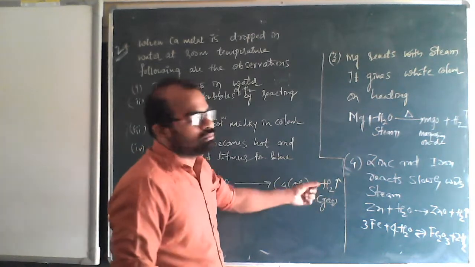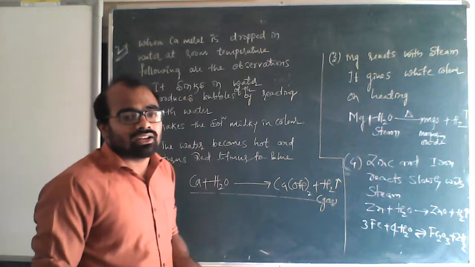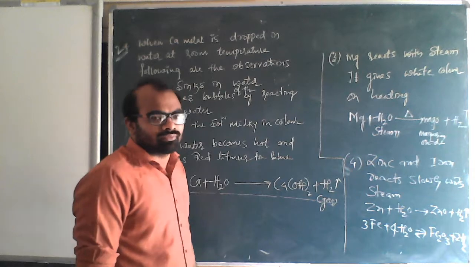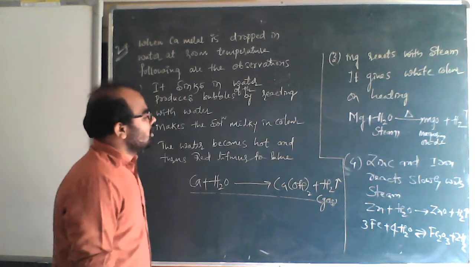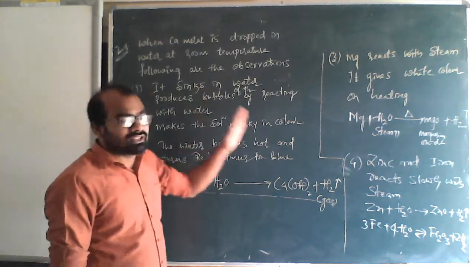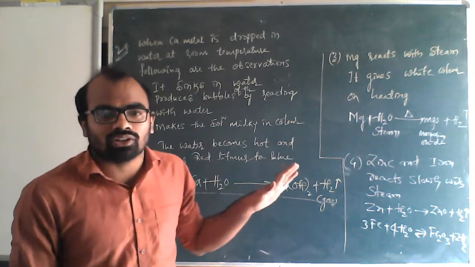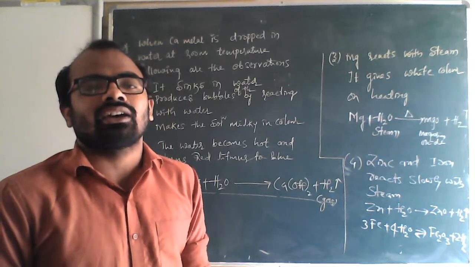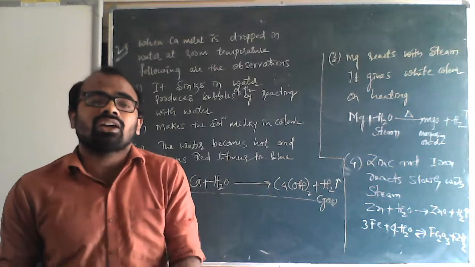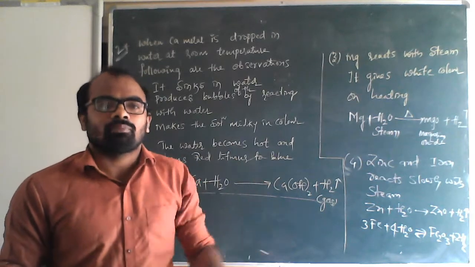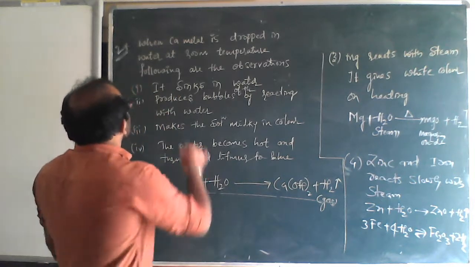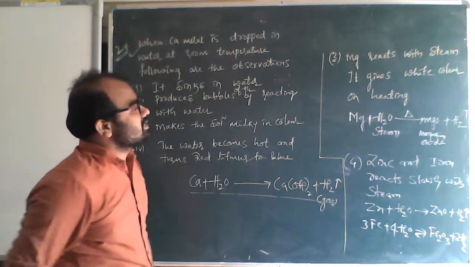How do you know that? Bubbles of hydrogen gas are produced. When calcium reacts with water, it sinks in water, produces bubbles of hydrogen gas, makes the solution milky in color, the water becomes hot, and it converts red litmus paper to blue litmus paper. So this is regarding the reaction of calcium metal.